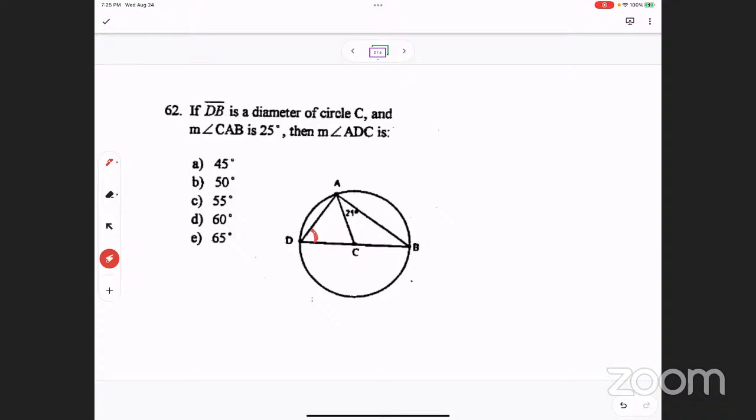Okay. Oh, my bad. I got it. So this angle right here is a right angle, because from here to here is 180 degrees, and an inscribed angle is half of it. So that big angle is 90 degrees, which means this angle right here is what? 65?